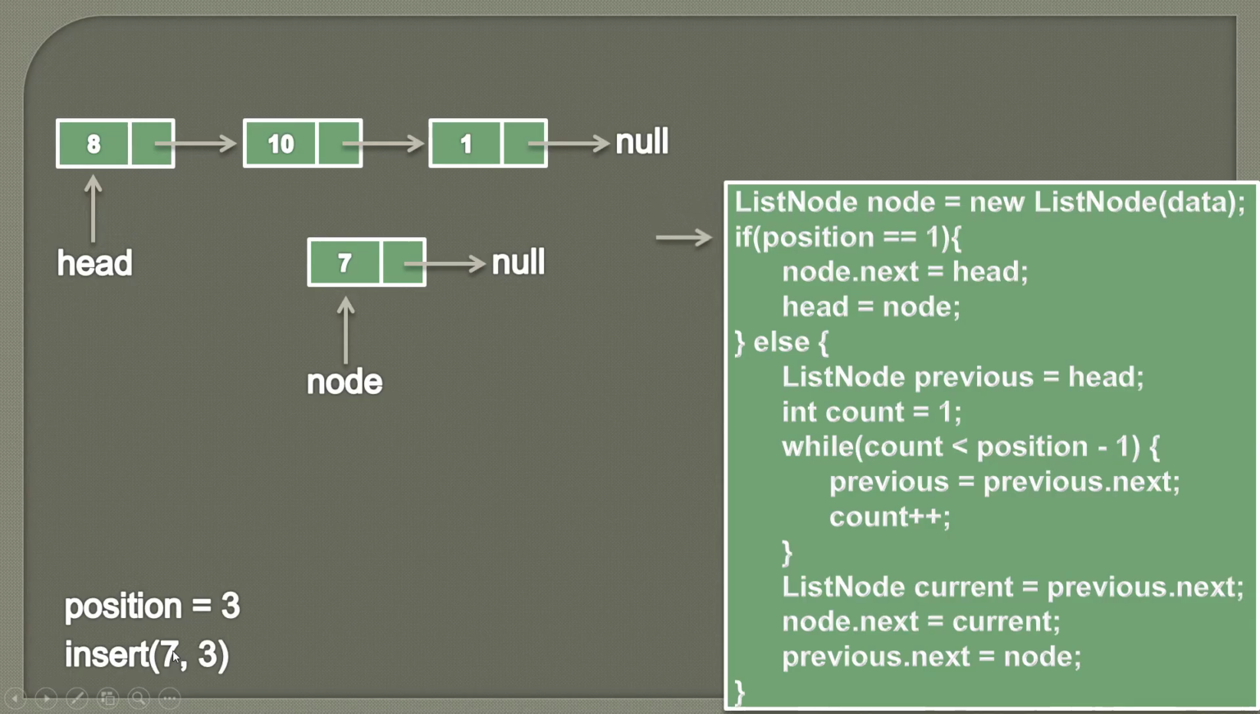We check whether position is equal to 1 or not. So position is not equal to 1, so the else part will be executed. So friends, now the idea behind this algorithm is we want to insert a node at position 3.